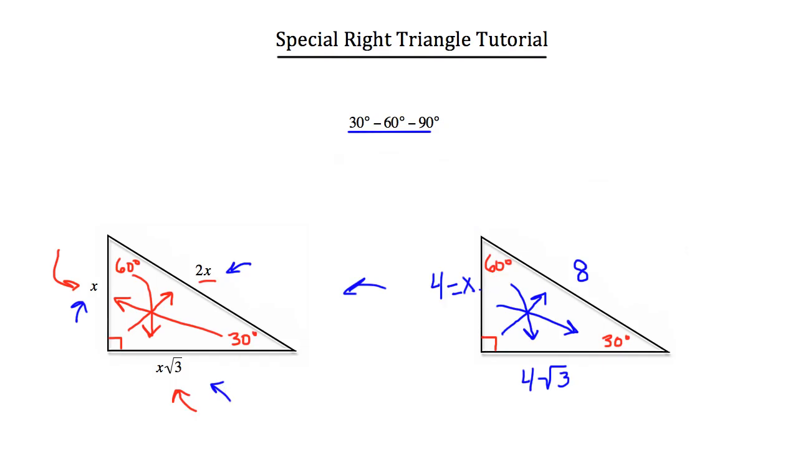So let's try a couple more problems. What if I were to tell you that the hypotenuse of the 30, 60, 90 on the right side had a value of 12?